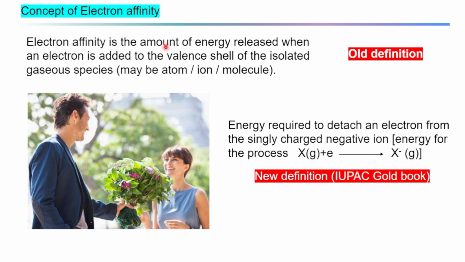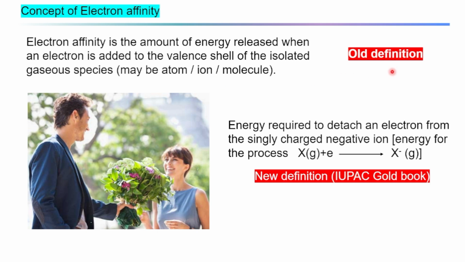So electron affinity is the amount of energy released when an electron is added to the valence shell of an isolated gaseous species. It may be an atom, ion, or molecule. So you are trying to add an extra electron in the valence shell of the isolated gaseous species. Now, if the atom is willing to take that electron, then energy will be released. And if the atom is reluctant to take that electron, then you have to give some energy. You have to put some energy.